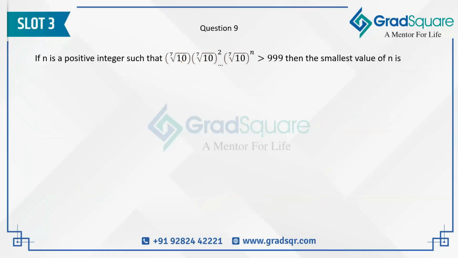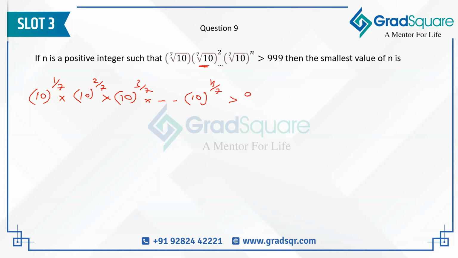If n is a positive integer, consider the 7th root of 10, then the 7th root of 10 whole squared, and so on and so forth, up to the 7th root of 10 to the power of n. If you observe this, it is going to be 10 to the power of 1 by 7 multiplied by 10 to the power of 2 by 7. Correct? Because this is 10 to the power of 1 by 7, raised to the power of 2, it will become 2 by 7. Then it is going to be 10 to the power of 3 by 7, so on and so forth. You are taking the product up to 10 to the power of n by 7.